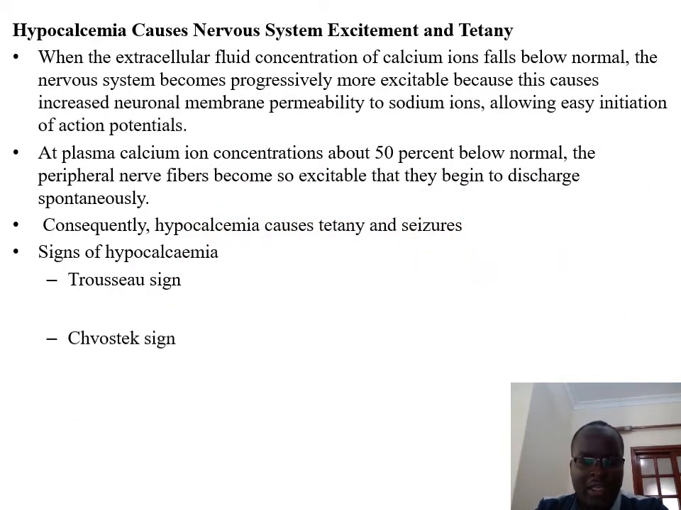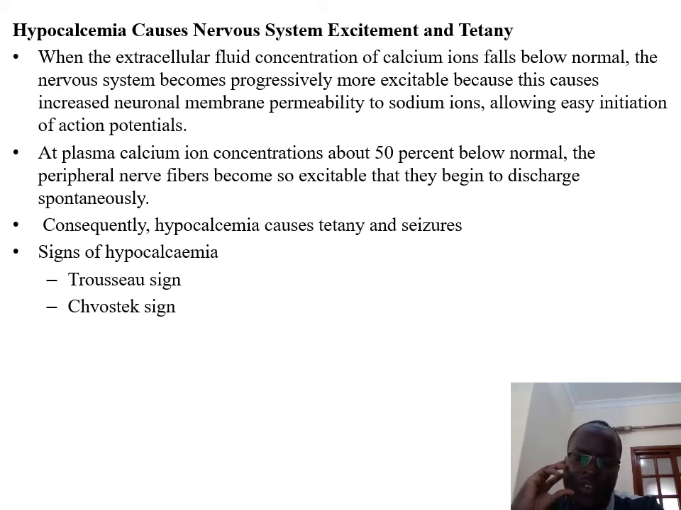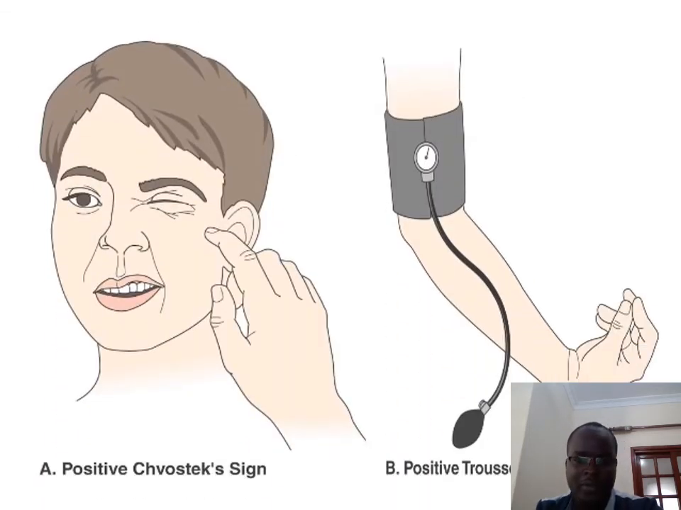Then the other sign is called the chopstick sign. The chopstick sign is whereby when you tap the facial nerve, there is contraction of the facial muscles. The facial muscles will contract to give you that facial expression, as if somebody has Bell's palsy. That is due to hypocalcemia. The neurons become very excited, so when you're just tapping on them, they fire action potentials that cause contraction of some muscles. That is called the positive chopstick sign.